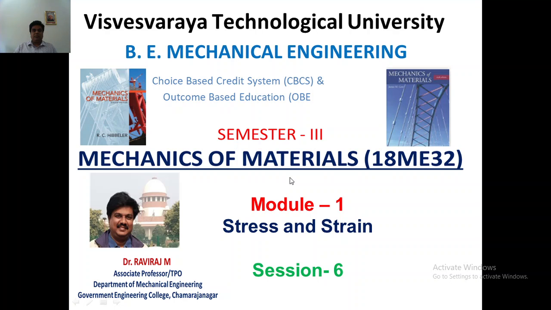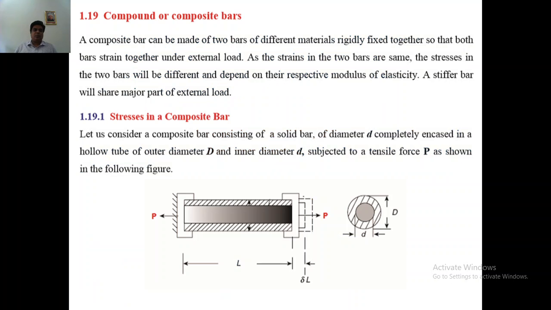So next we'll discuss composite bars, or what are called compound bars. There are some structural applications wherein we make different structural members by combining a minimum of two or more materials. While combining them, different metals have different properties, and each particular property of the material is used for structural applications.